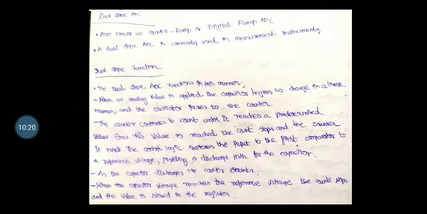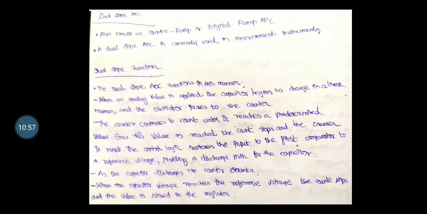Next one is the dual slope ADC. In a dual slope AD converter, the integrator generates two different ramps, one with the unknown analog input voltage Vi as input and the other with the reference voltage minus Vr as input. Dual slope conversion is an indirect method for AD conversion where an analog voltage and the reference voltage are converted into time periods by an integrator.